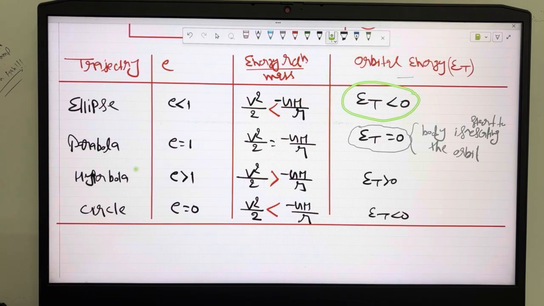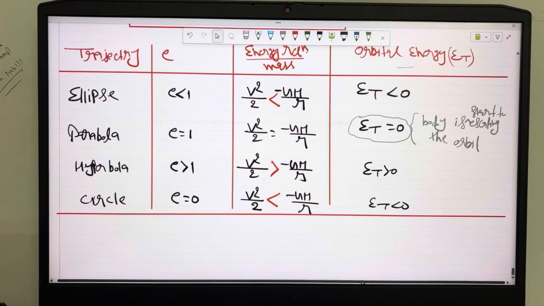Or if you want to go into deep space, you have to travel with a parabolic or hyperbolic trajectory, with eccentricity equal to 1 or greater than 1. So your orbital energy will be equal to 0 or greater than 0. That means it will be positive.